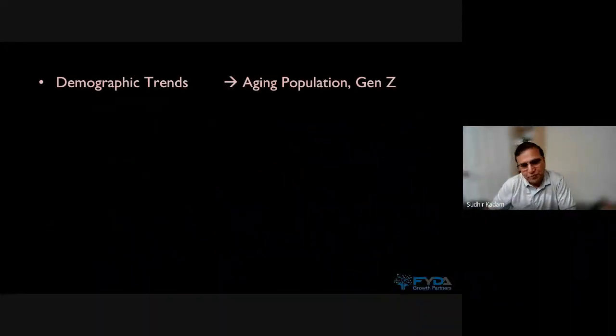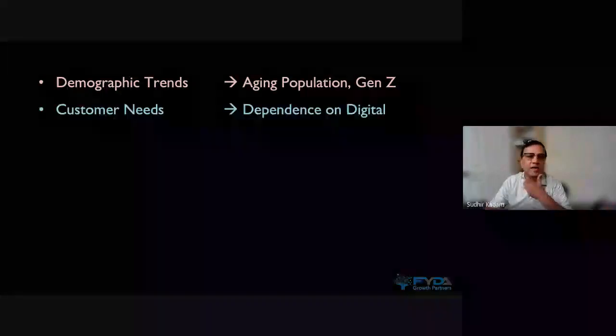Demographic trends. I'll take some examples of what I mean by that, like aging population. In Japan, the aging population is increasing. Or in a country like India, the Gen Z population, which is the very young people who think very differently, so we have different products, different ideas of using a product. How do we address that risk? If the aging population increases, what happens to my product? Or if the Gen Z population comes in, what is its impact on my product and how do I deal with it, right?